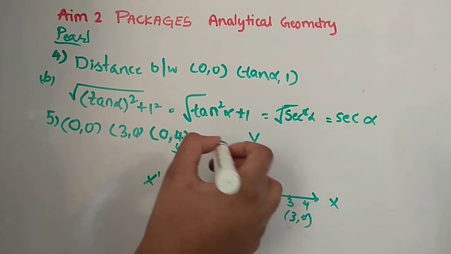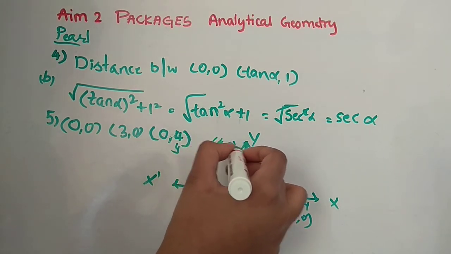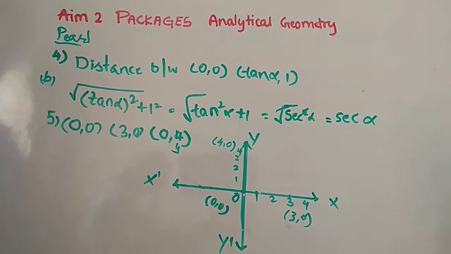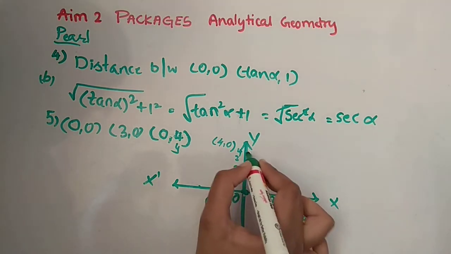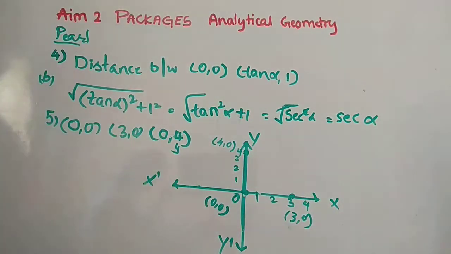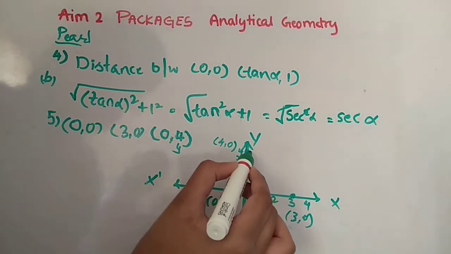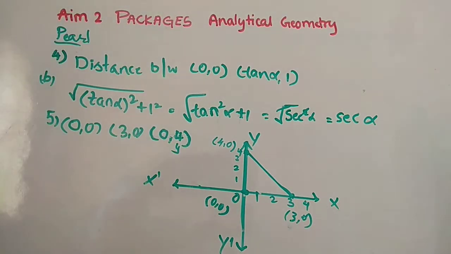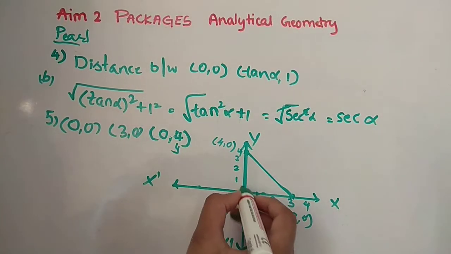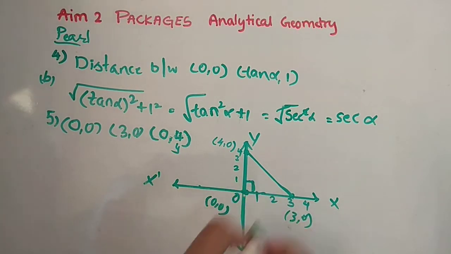This is (4, 0). Let's plot the fourth point here. So the points are like this, here, here, and here, right? So what we're going to do, we'll just join them. So what did it become actually? A right angle triangle. So the answer is D, a right angle triangle, you will write it.